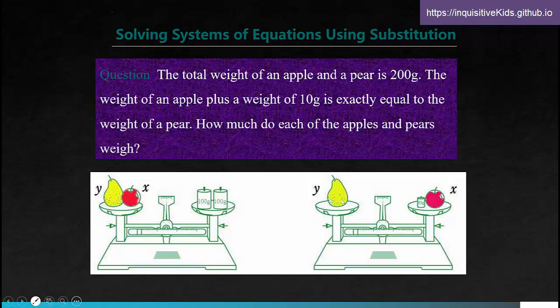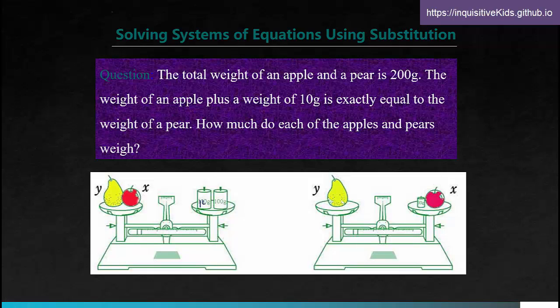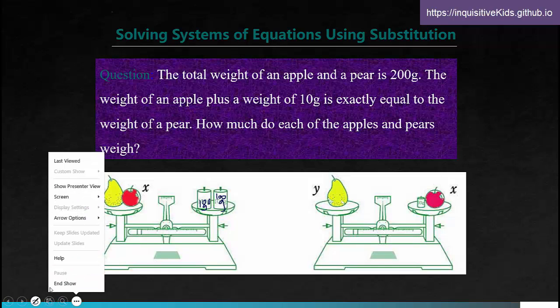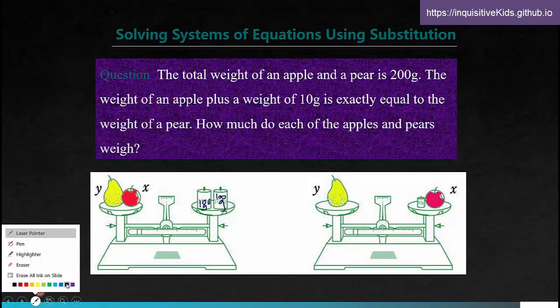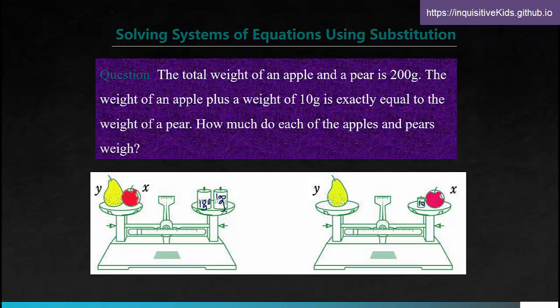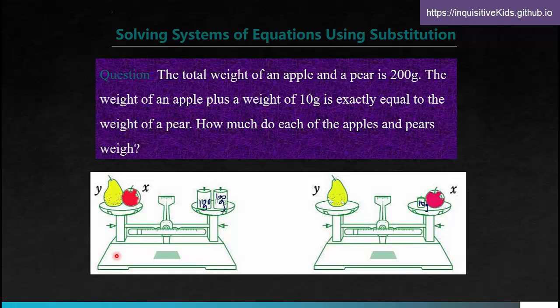I don't know if you can see this, but this is written as 100 grams and 100 grams. So altogether 200 grams. We also know that the weight of the pear is equal to the weight of the apple plus 10 more grams. So here we have an apple plus 10 grams. As you can see, they're both on a scale, and the scales both weigh the same.